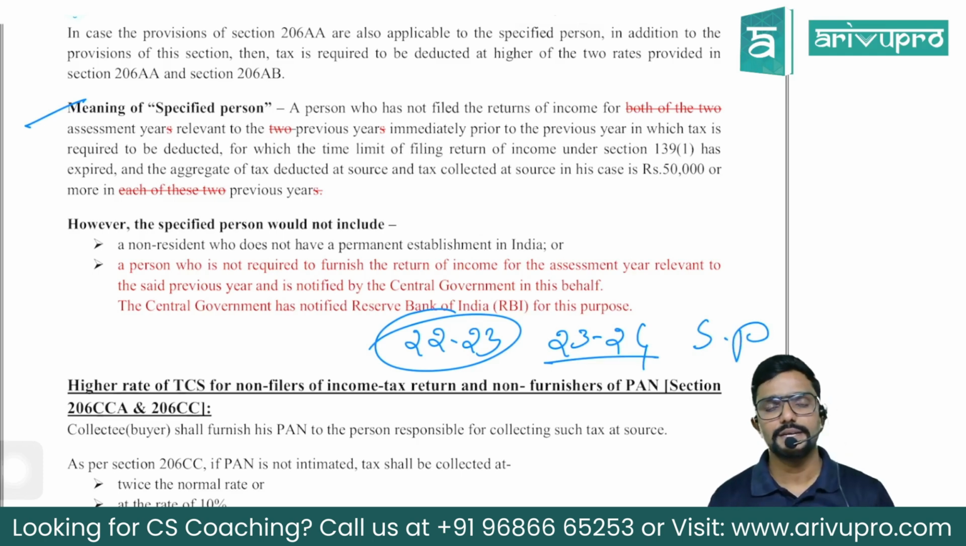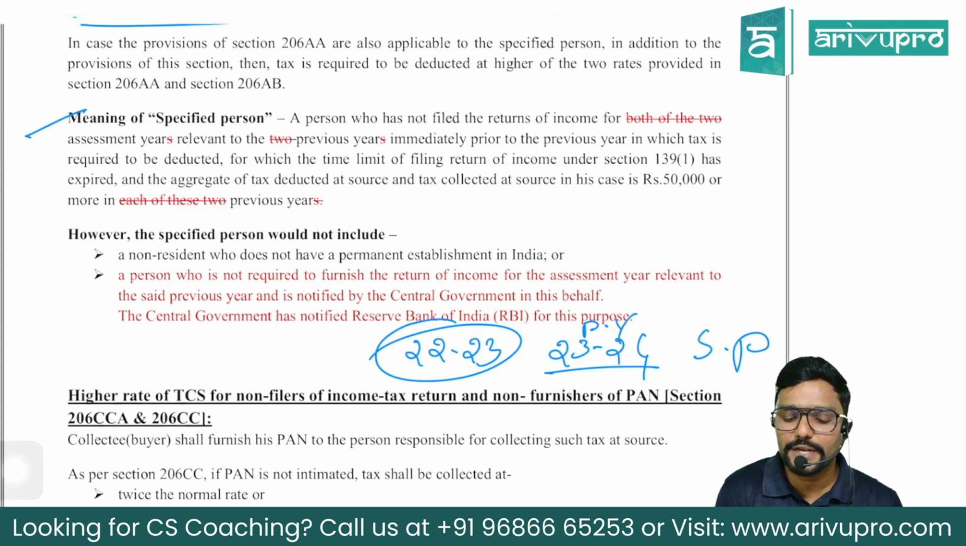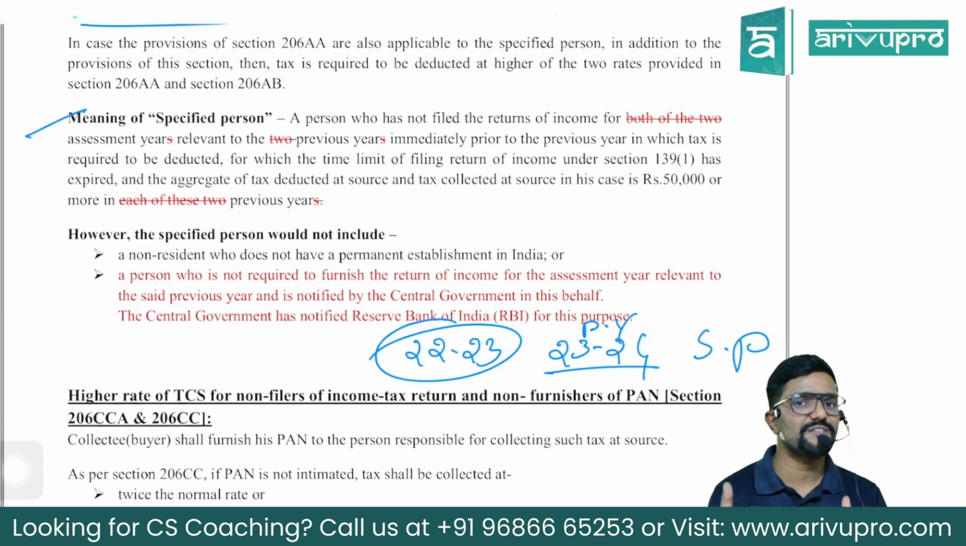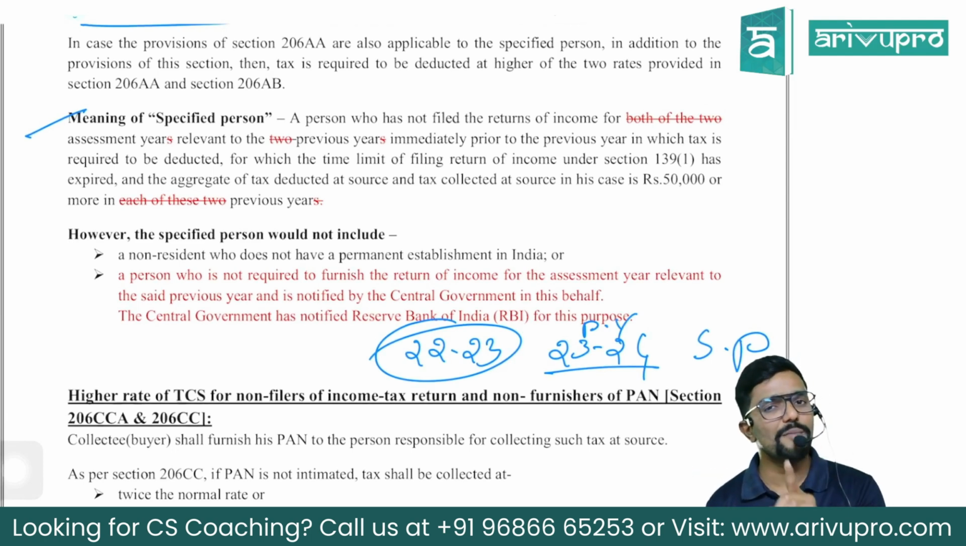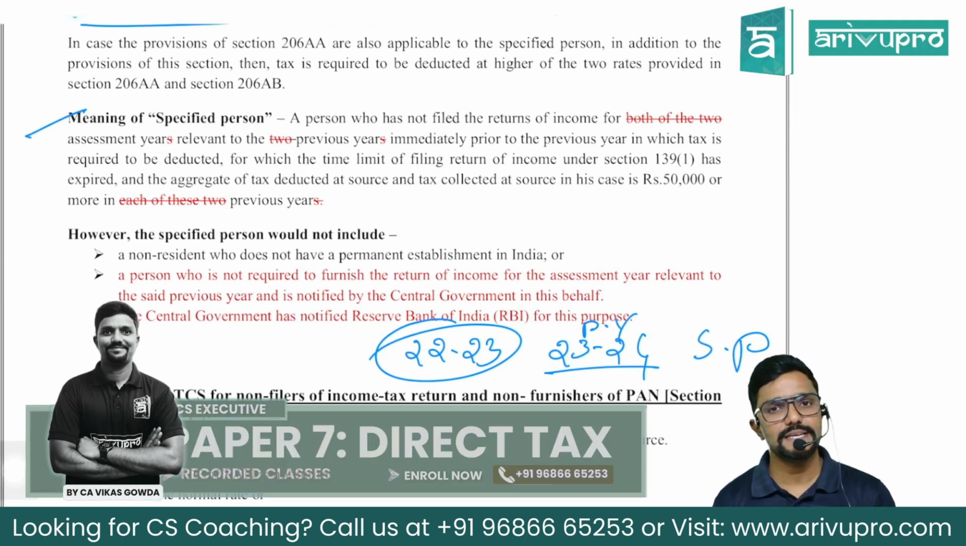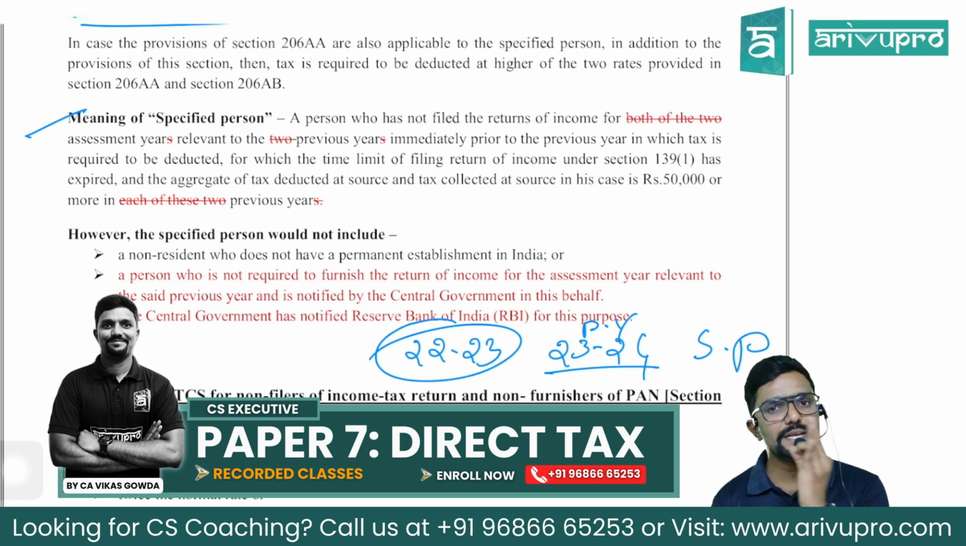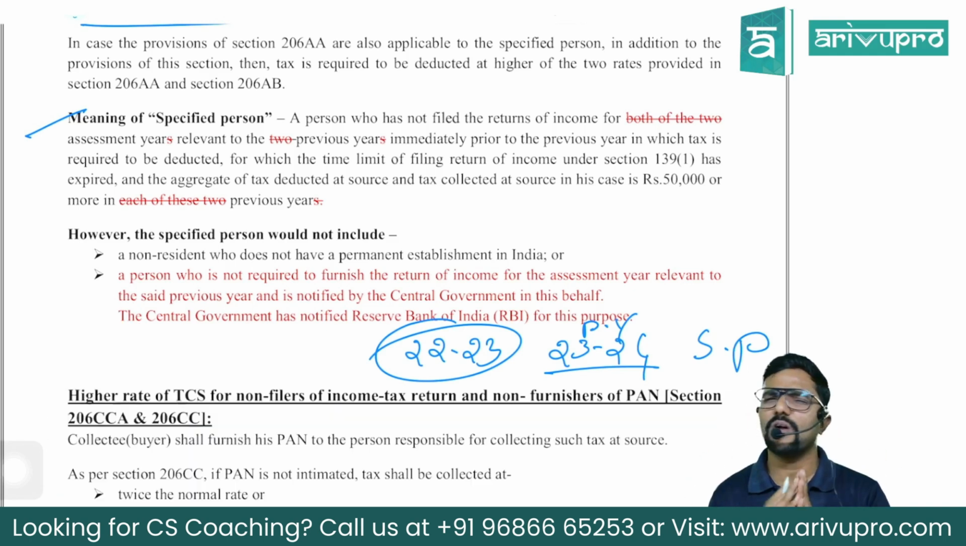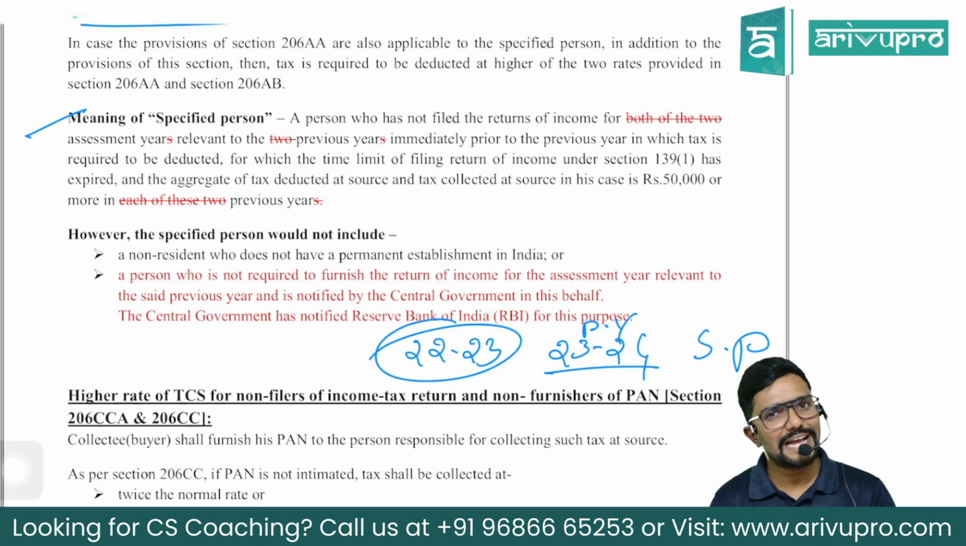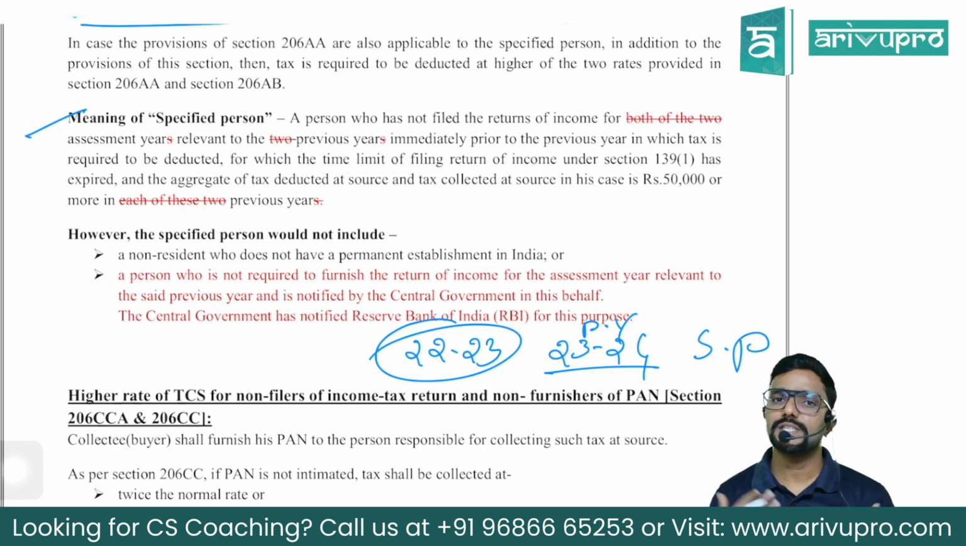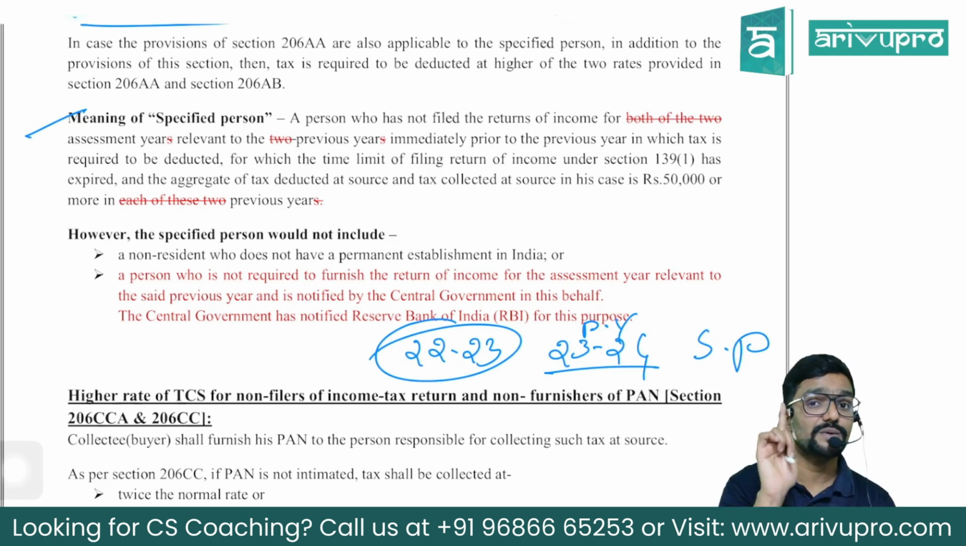I repeat once again. For previous year 23-24, we are checking whether the payee is a specified person or not. We have to go back only one year and see. In the last year, TDS as well as TCS put together under all sections, is it 50,000 or more? And has he filed his return within the due date? If the answer is no, then in the current previous year, he will be treated as specified person. Clear? That means we have to check only the last 1 year, not 2 years.